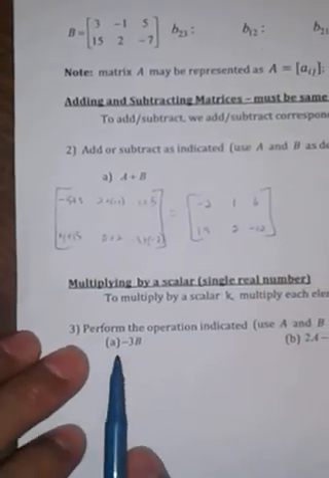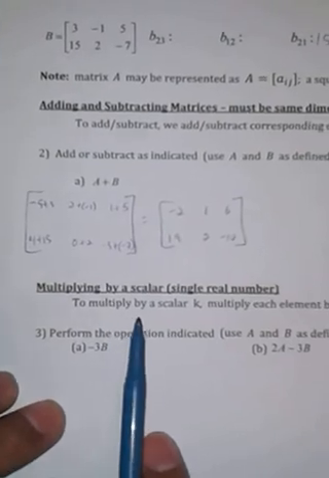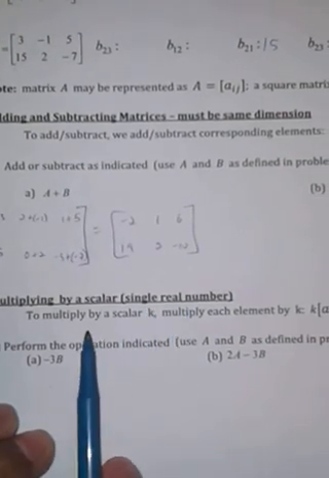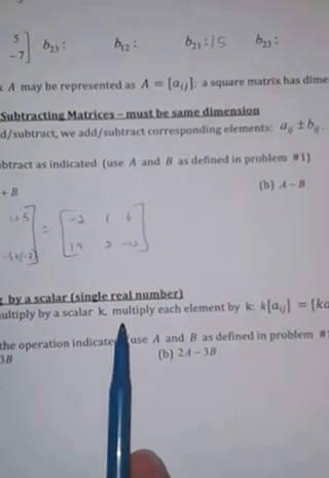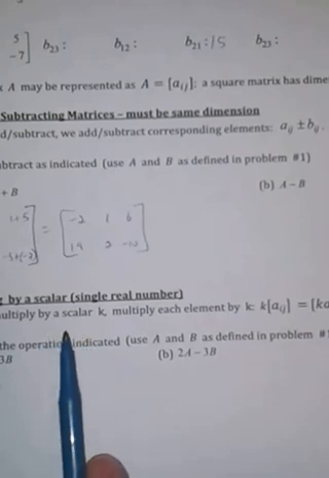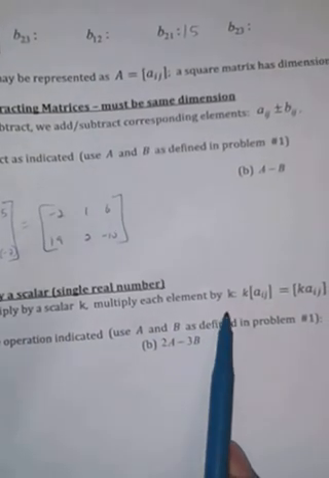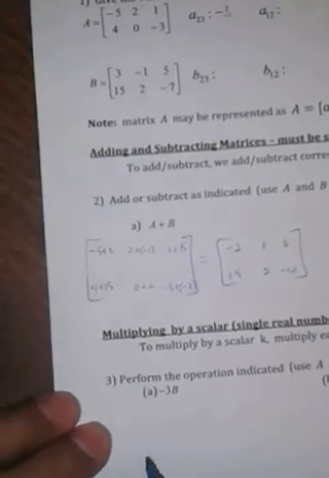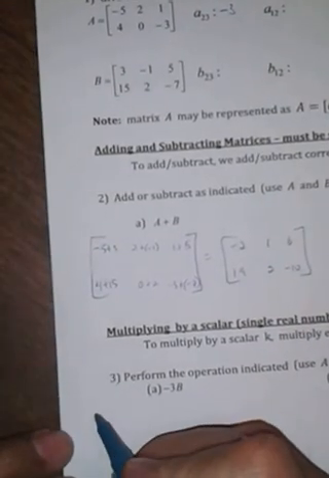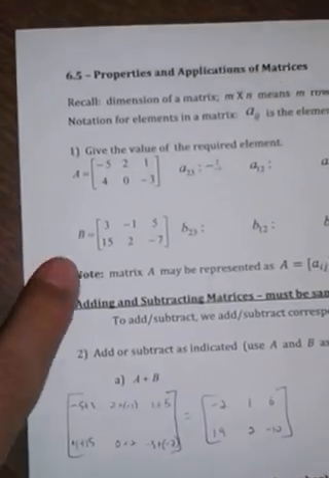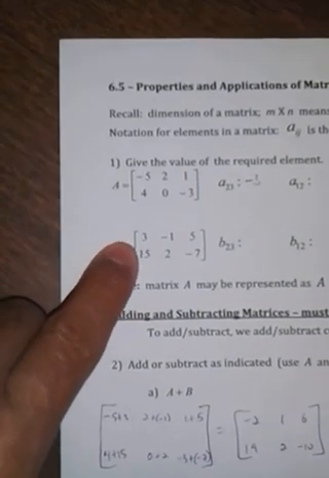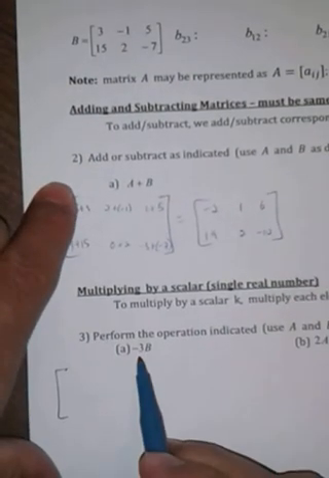All right, and finally, multiplying by a scalar, which is a single real number. So to multiply by a scalar k, when we multiply a matrix by k, we multiply each element by k. Okay, so let us try negative 3 times B. So negative 3 times B, remember B is this one up here, right? So we're just going to multiply each of those times negative 3.